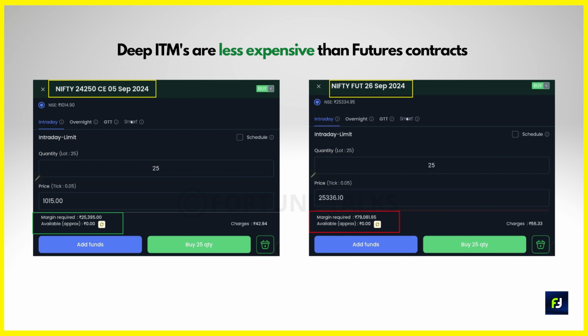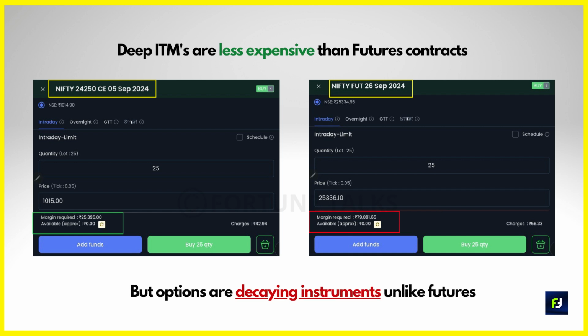So it's relatively cheap. But the downside is that options are decaying instruments, unlike futures, so the extrinsic value will decrease over time, even if the option stays in the money upon expiry. And most importantly, deep in the money options are illiquid, so there might be big bid-ask slippages which can affect the trader's performance.